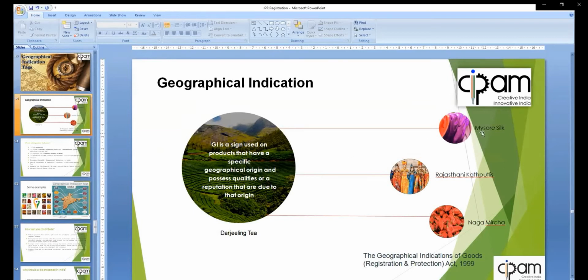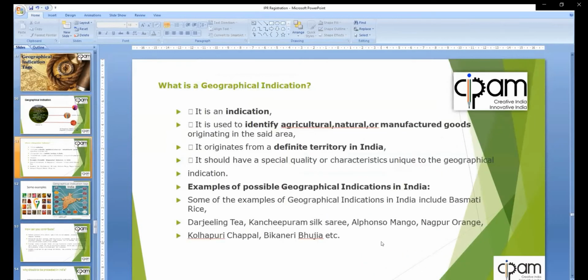Apart from Assam, if you look, there are Mysore silk, Rajasthani Kathuris, Naga mirchis. In the northeast we have lots of geographical indications, and we need to improve the livelihood of the local artisans and craftsmen, and in that way we have to provide recognition to the already existing ones. I will come to the flow chart on how to identify and get them registered.